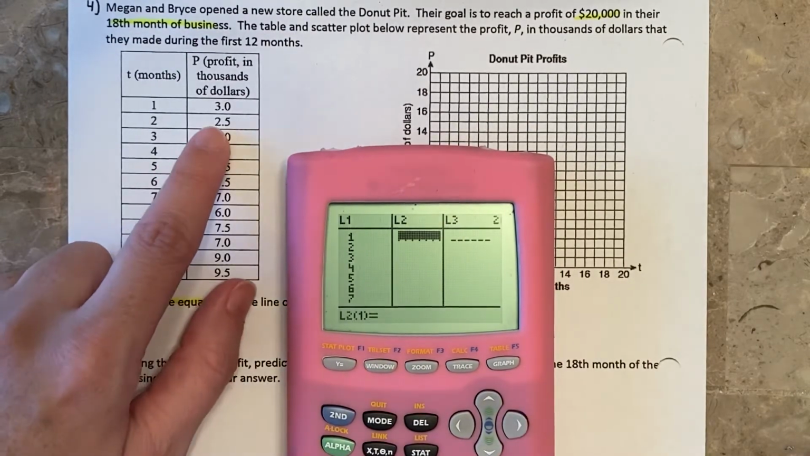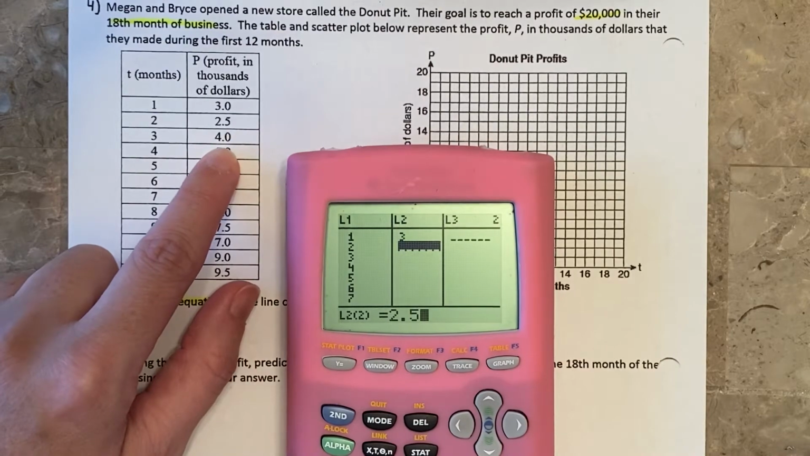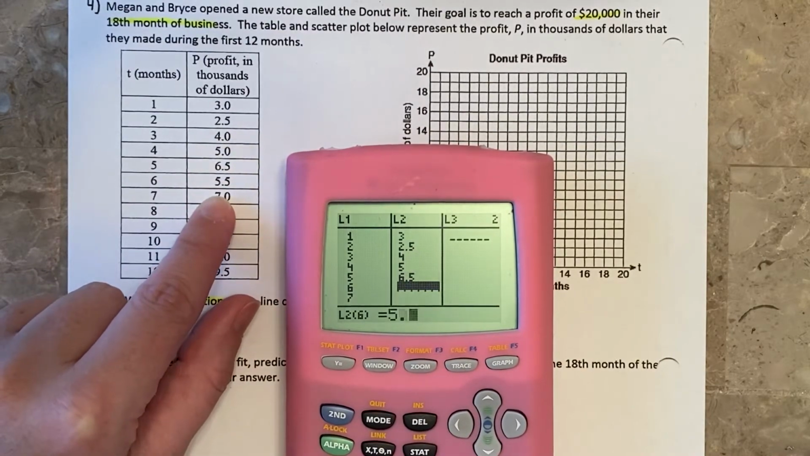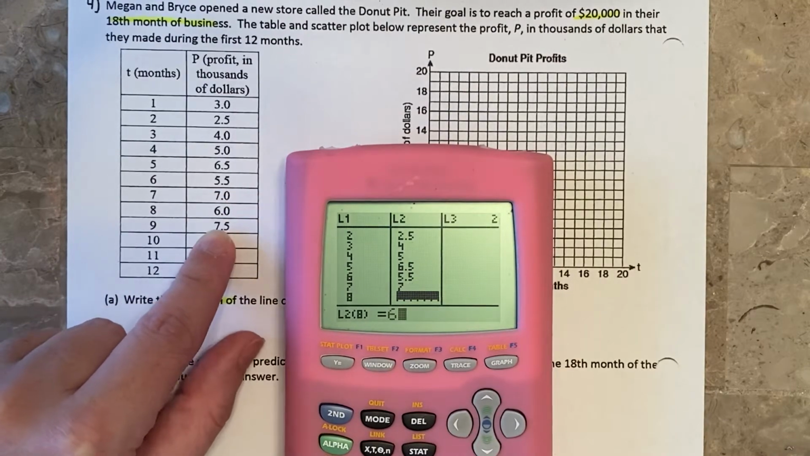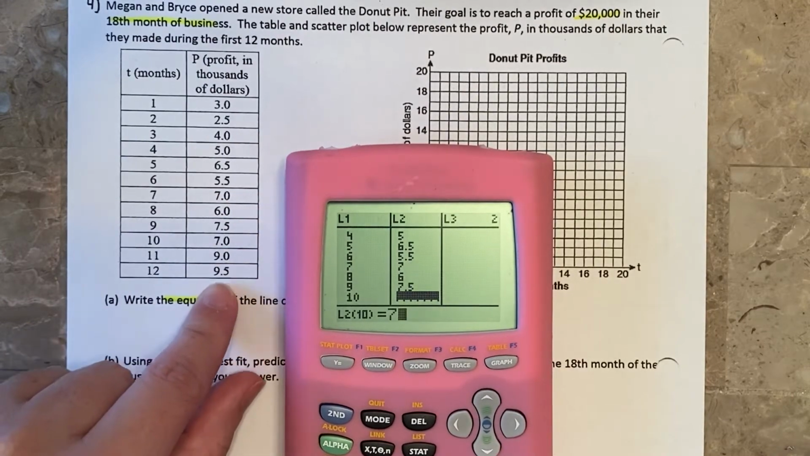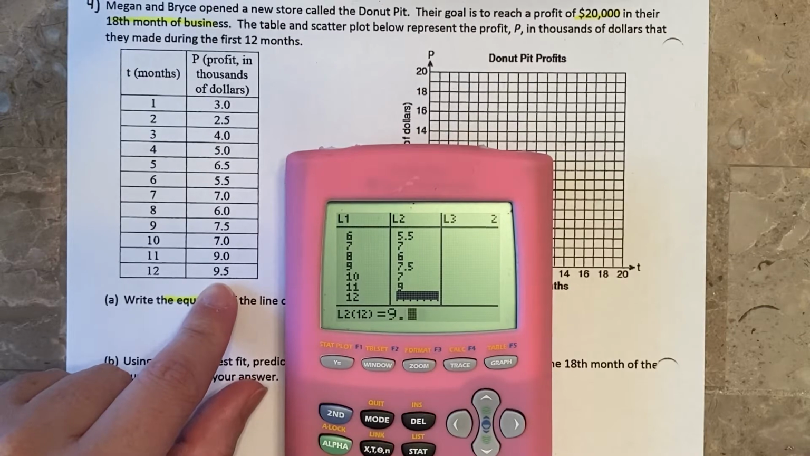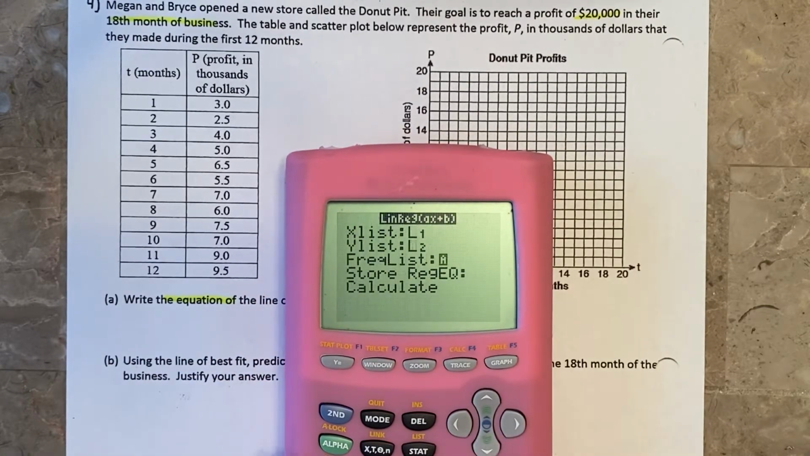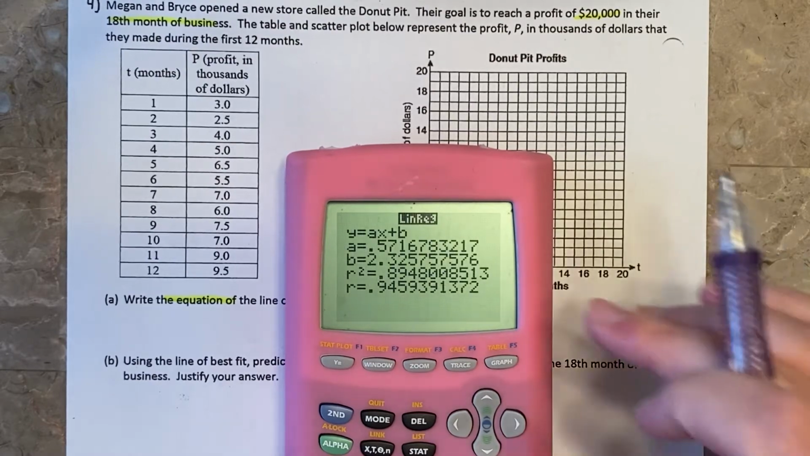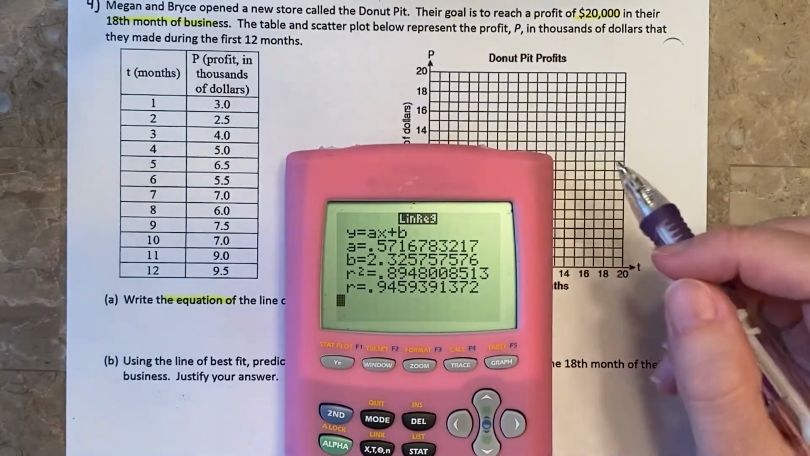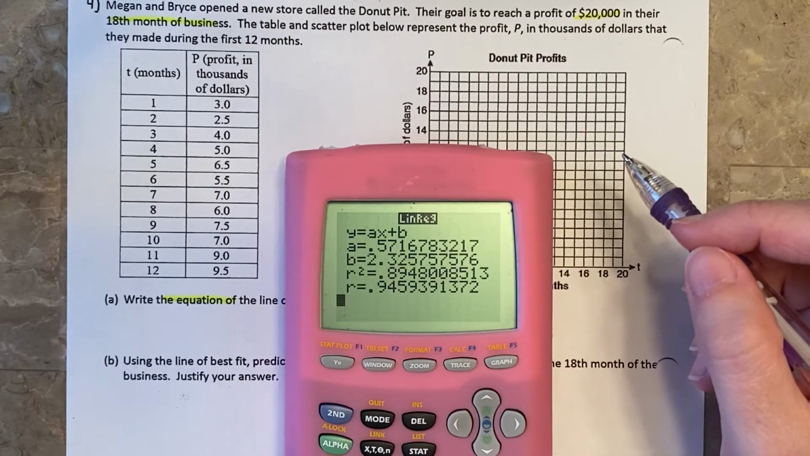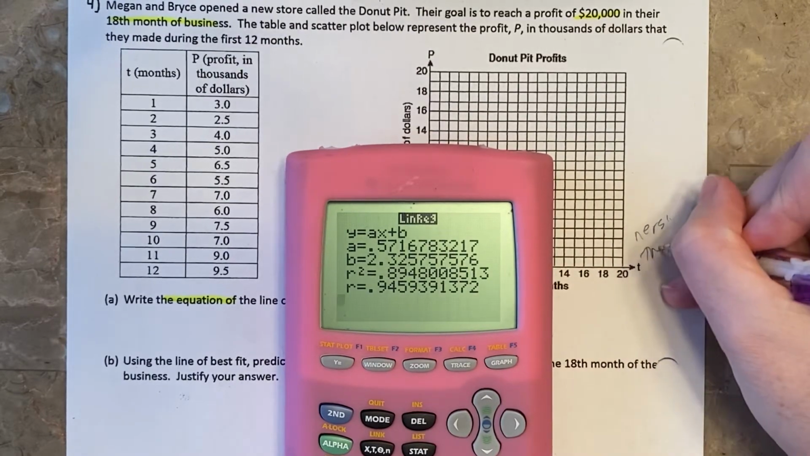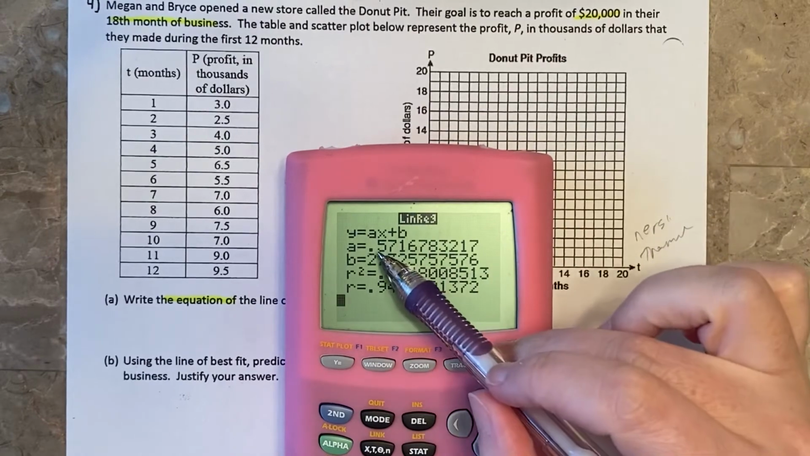All right, and then the y's: 3, 2.5, 4, 5, 6.5, 5.5, 7, 6, 7.5, 7, 9, and 9.5. So, stat calc 4. I just realized I didn't check my numbers. Hopefully they're all right. Again, it doesn't say what to round to, so we know we have to do nearest thousandths always. Definitely nearest thousandths.